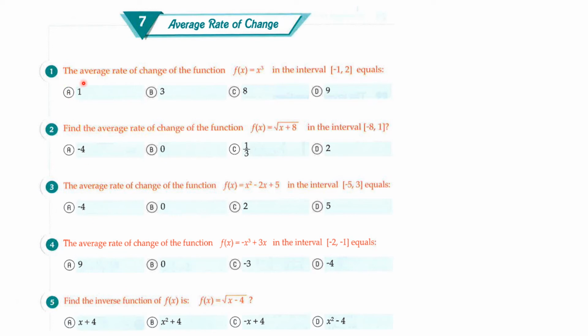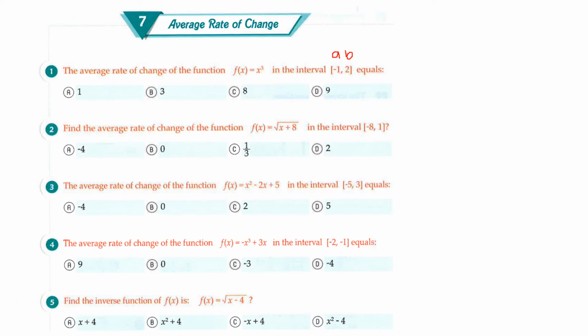Topic number 7, average rate of change. The first question, the average rate of change of the function f of x equals x cubed in the interval -1 to 2. These are both x's, x1, x2, or you can call them a and b. Now, there is a rule for average rate of change. These, as we said, are considered a and b.